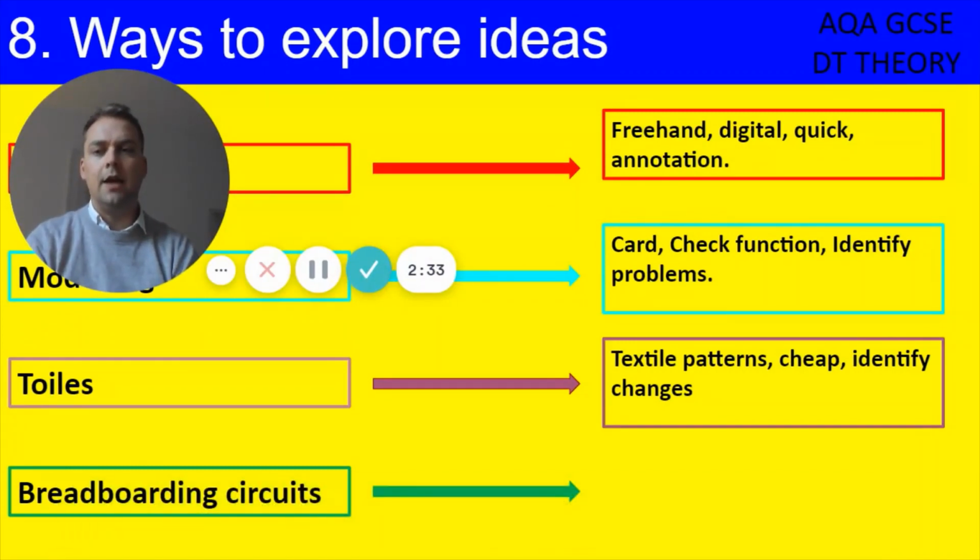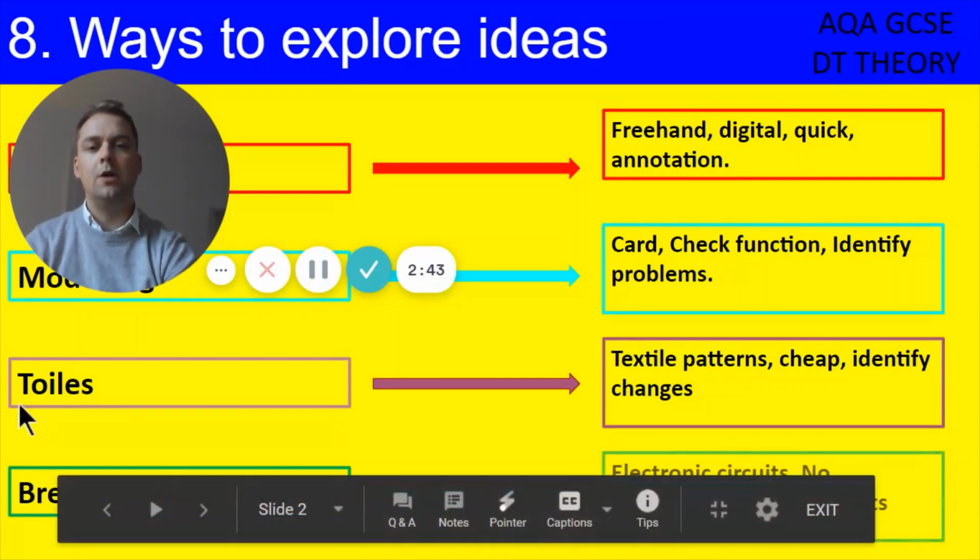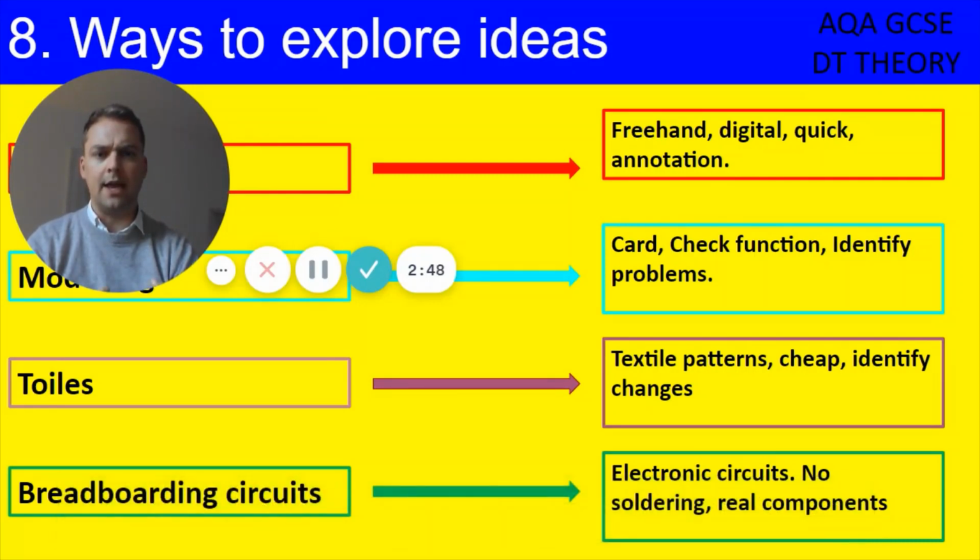And lastly, conversely, we've got breadboarding. So when we're creating digital and electronic products, we may need to develop and explore those ideas in a cost-effective, non-permanent way. And we can do that by creating electronic circuits. So the benefits to that is there's no soldering, but they do contain real components. So you get a real idea of how that product might actually work whilst you're developing those ideas.